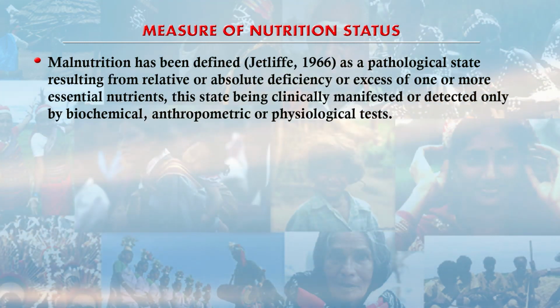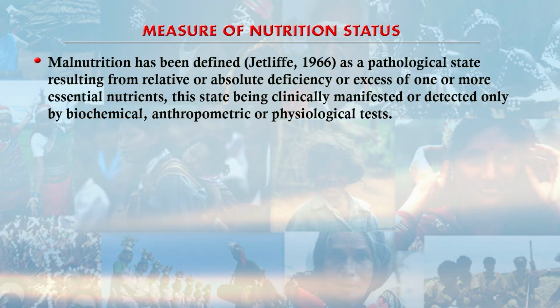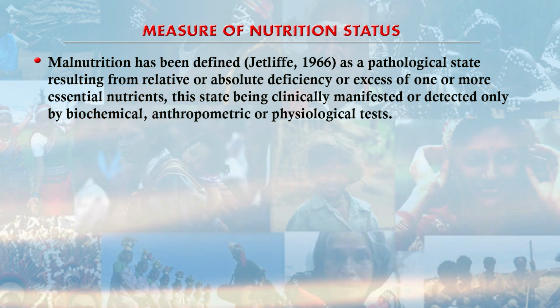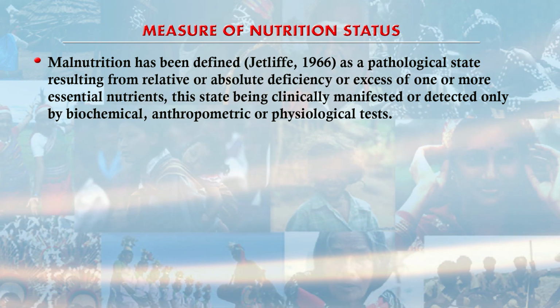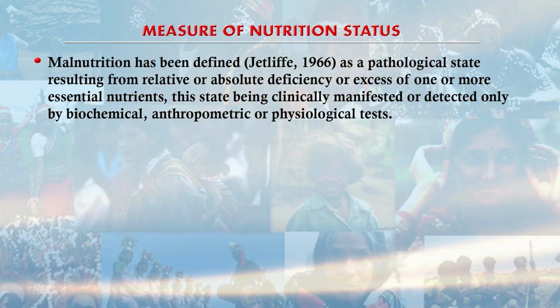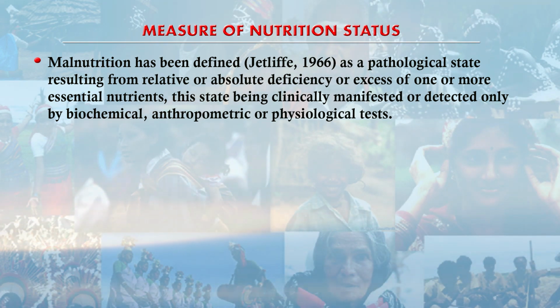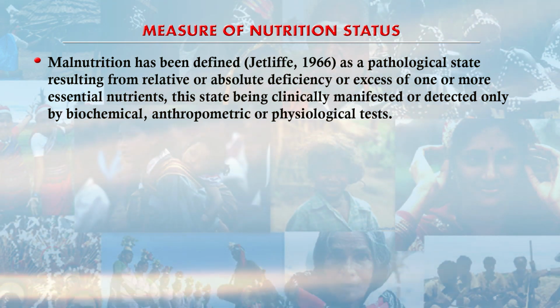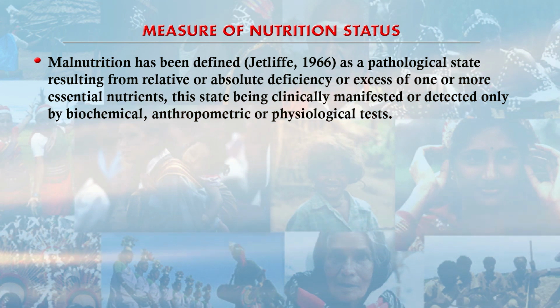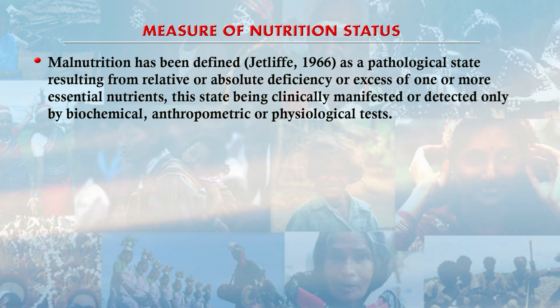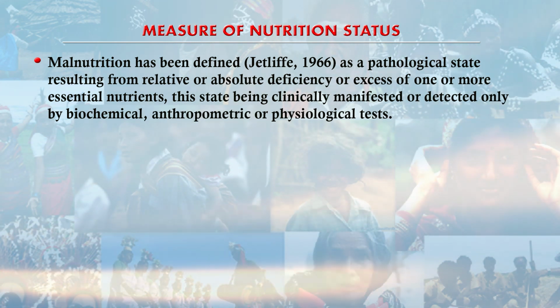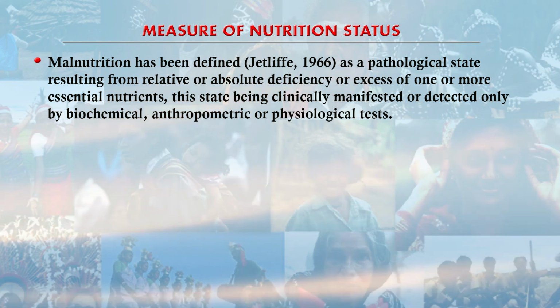Now, when we look at the measure of nutritional status, malnutrition has been defined as a pathological state resulting from relative or absolute deficiency or excess of one or more essential nutrients, this state being clinically manifested or detected only by biochemical, anthropometric or physiological tests.